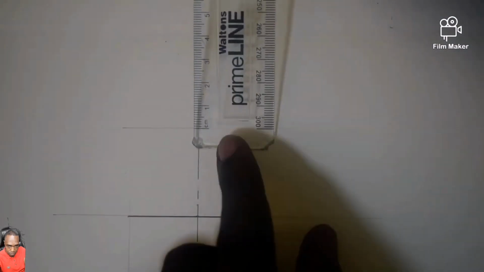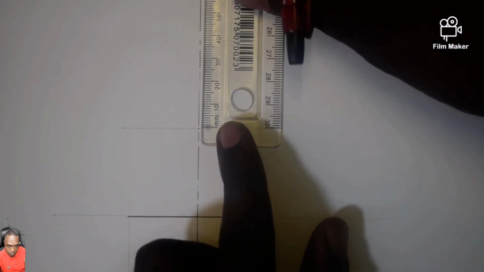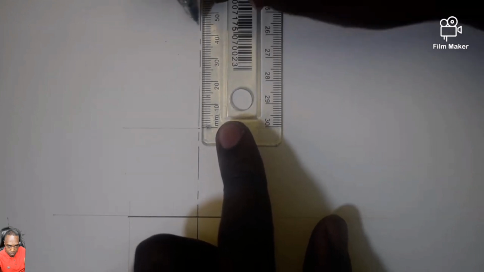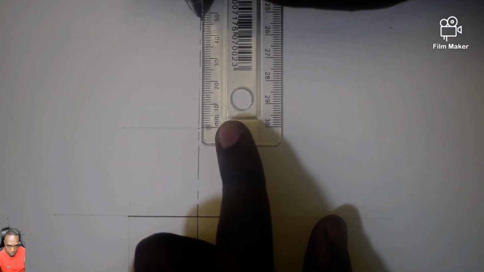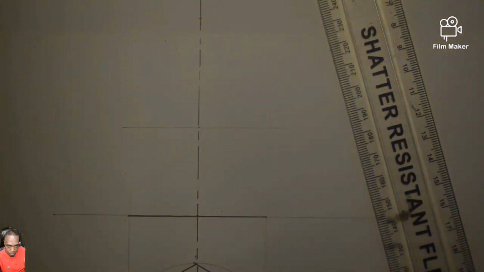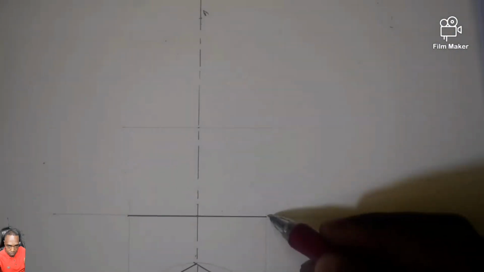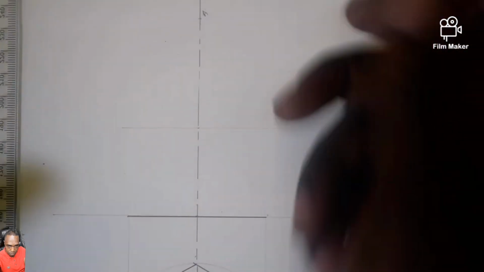So now the 47, let me extend this one just a little bit up. So 47 millimeter, 47, 5, 6, 7, this one. Then after that 47, that's going to be my apex point, that one. So now I can take this point to my apex point, take this one to my apex point.